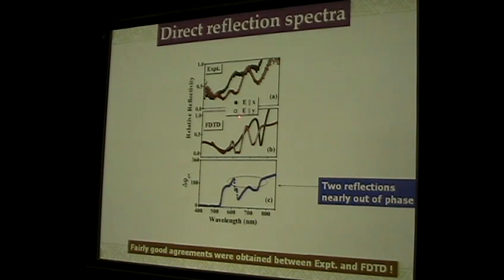By direct, I mean we let the E vector be parallel to one of the optic axes. So in this case, we do not have any optical polarization rotation at all because we are along one of the optic axes. And you find that for the two polarizations, we have reflection spectra like this, and we did FDTD simulations, and we find reasonable agreement.